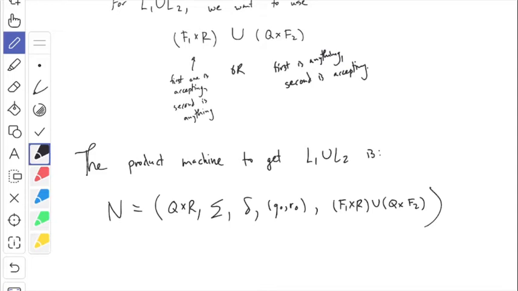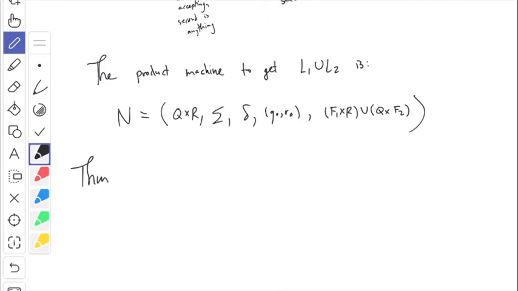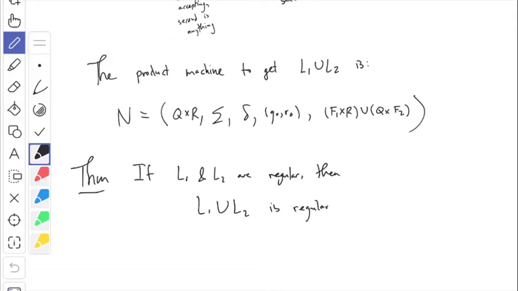And I think that's all I want to say about this. So I will write the theorem. What we've done is, we've basically discussed the proof of this theorem. We're not going to write a proof because it's all the same stuff that I just said. But the theorem just says if L1 and L2 are regular, then L1 union L2 is regular. In other words, the regular languages are closed under unions. That's what we just demonstrated.